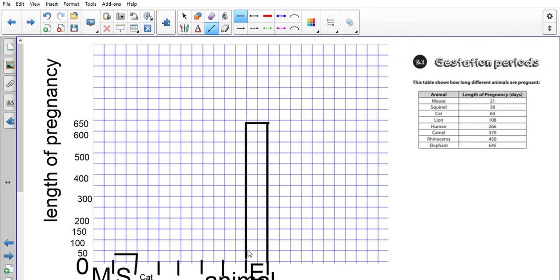When you are doing your bars, they need to be directly next to each other. So if we do rhino, 450, they need to be next to each other. It's probably going to take you quite a while, but persevere with it. If you need to pause my video on this screen to help you set yours up, then do that. Then you've got a couple of questions to answer about it as well. Good luck, guys.